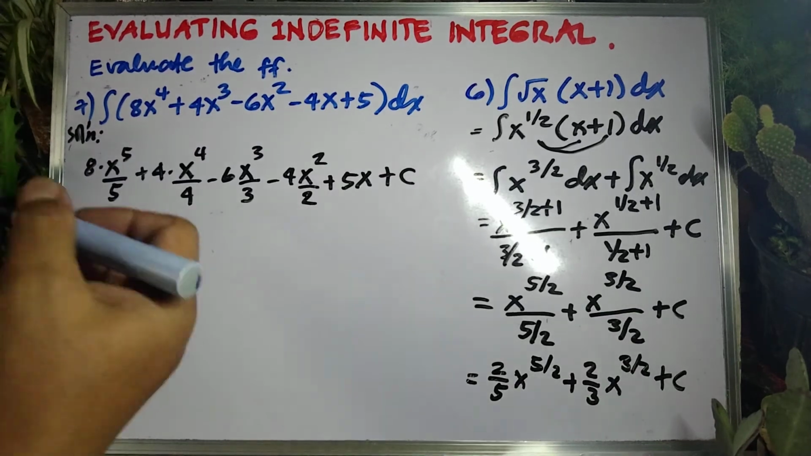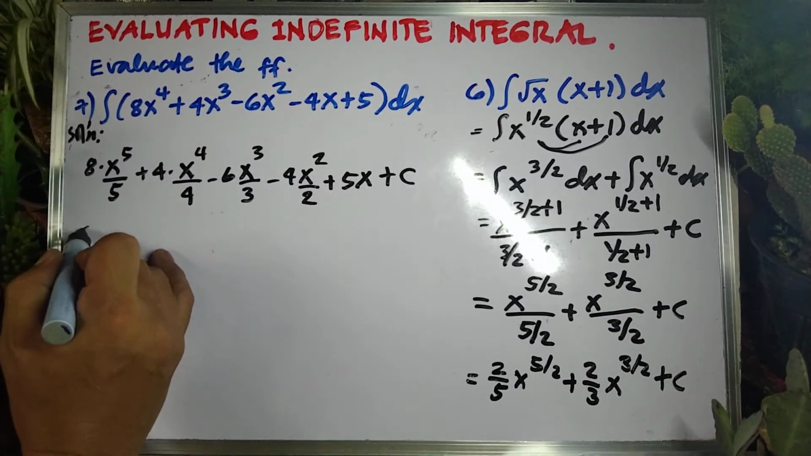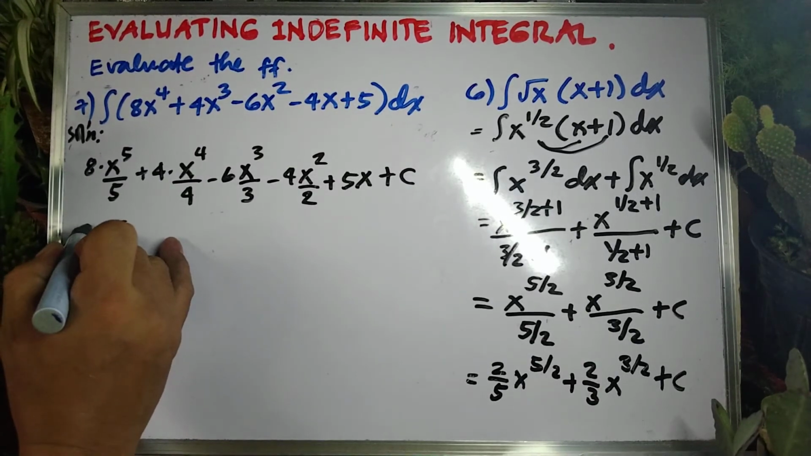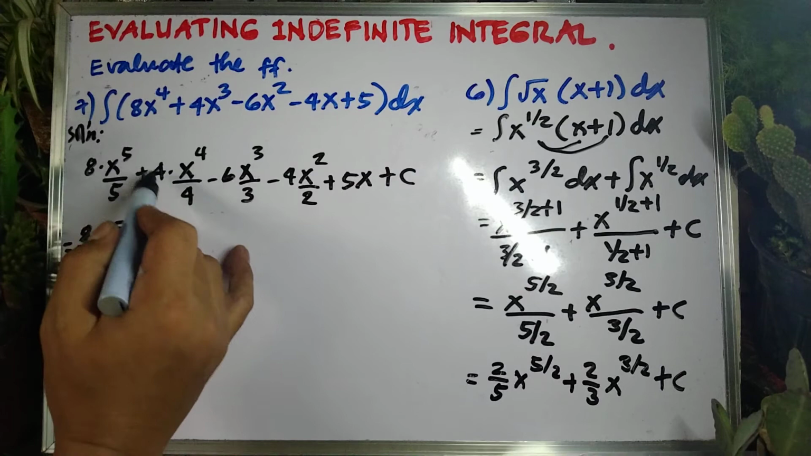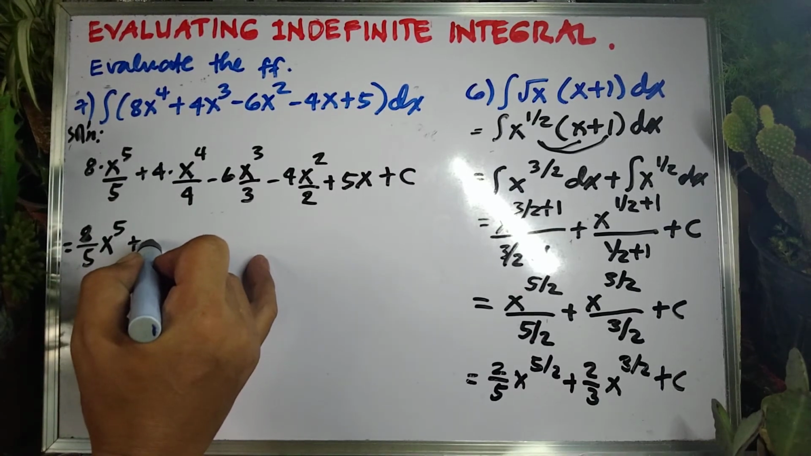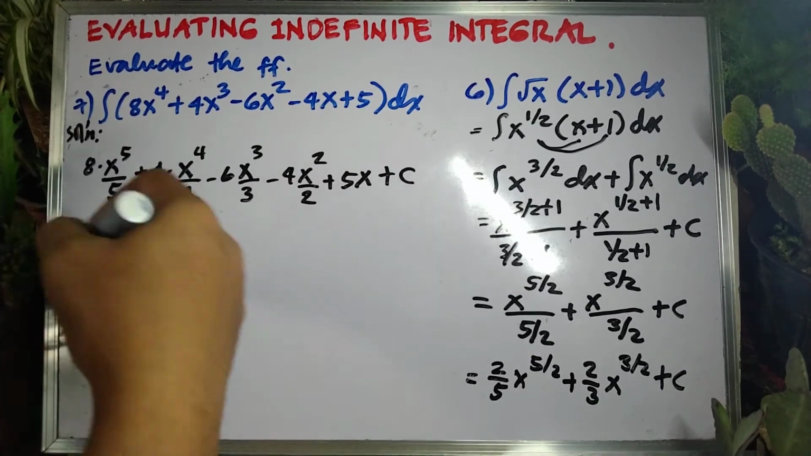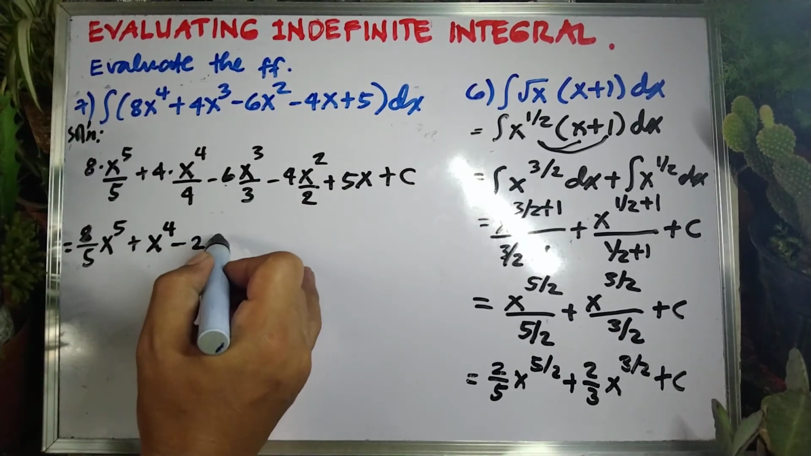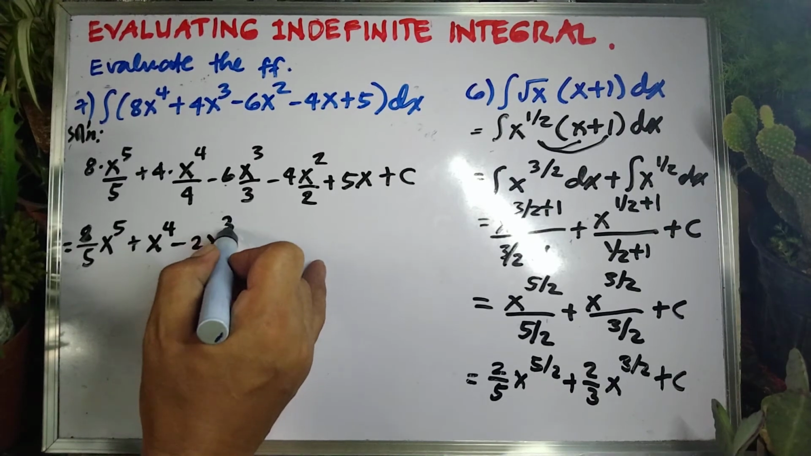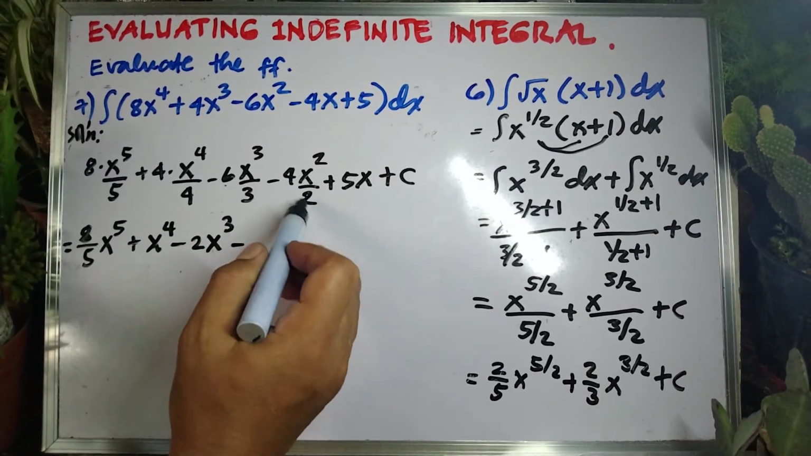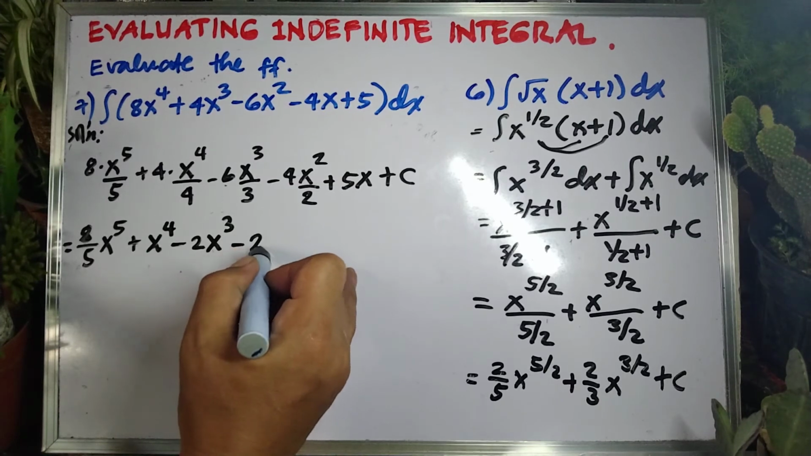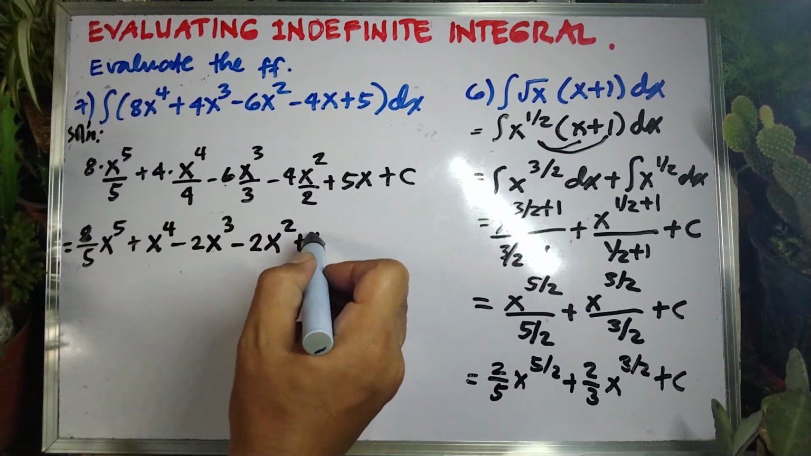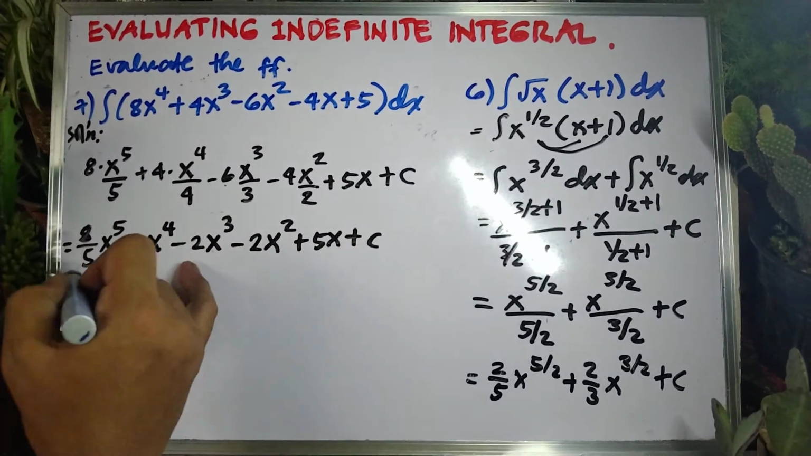Okay. So, let's proceed. 8 over 5. Walang makakancel eh. Is equal to 8 over 5 x to the 5th. Ito, makancel tong 4. Plus x to the 4 na lang tayo. Minus, what is 6 divide 3? That is 2. You copy x cubed. Minus, 4 divide 2 is 2. So, 2 x squared. Then you copy plus 5x plus c. So, we're done.